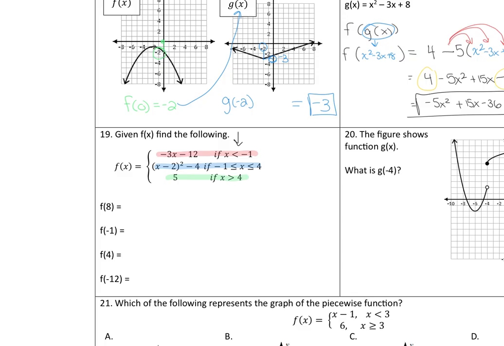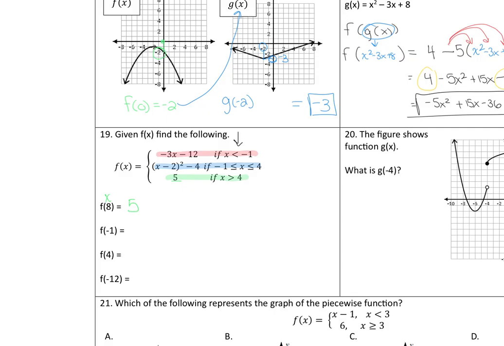If I look at the red one, 8 is not less than negative 1, so it doesn't go on the red piece. If I go to the blue piece, 8 does not live between negative 1 and 4, so it's not the blue piece. But if I go to the green piece, 8 is bigger than 4. Now this green piece is a little tricky, because it says if x is bigger than 4, well, this is my x, that's that piece, 8 is bigger than 4, then my answer is just 5. So this one just equals 5. Done.